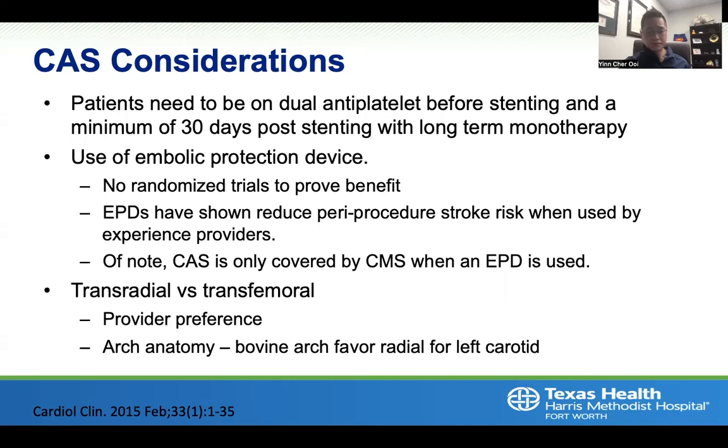It's also important to note that the CMS actually does not reimburse carotid angioplasty stentings when an EPD is not used. The question of whether the procedure should be done transradial and transfemoral is really provider preference. The procedure can be safely done either way. However, there are certain arch anatomy that favor a transradial approach, such as a bovine arch for a left carotid.